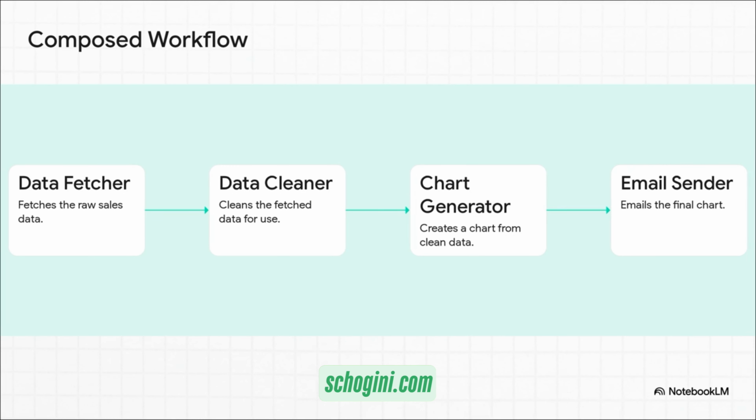So, imagine you ask it to email me this week's sales chart. A smart agent doesn't just freeze. It builds a plan. Step 1, use the data fetcher to get the raw numbers. Step 2, pass those numbers to the data cleaner. Step 3, feed that clean data into the chart generator. And step 4, finally, take that beautiful chart and send it with the email tool. 4 different tools working together to create one seamless result.